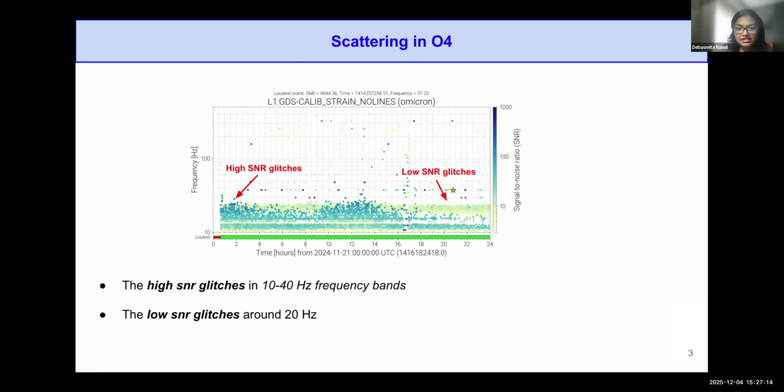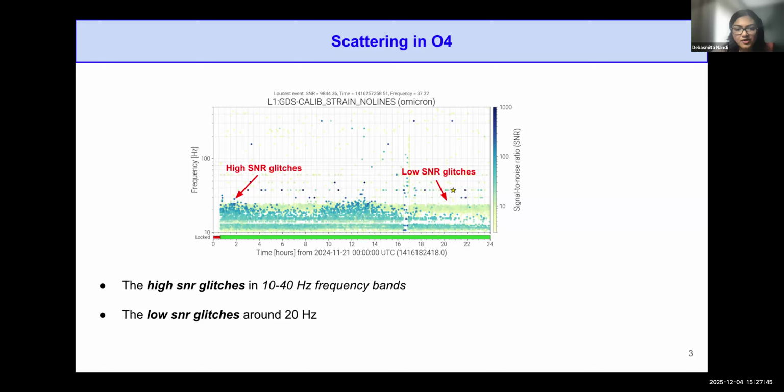So here is the scattering in O4. This is the Omicron diagram that Gabby showed before, and this is from a day when we had a lot of glitches caused by scattered light. If you look at the population of the glitches, we can clearly see there are two different populations. One which has very high SNR. These are the high SNR glitches that appear between the 10 to 40 Hz frequency band, and these are the worst for the astrophysical sensitivity because they have loud SNR.